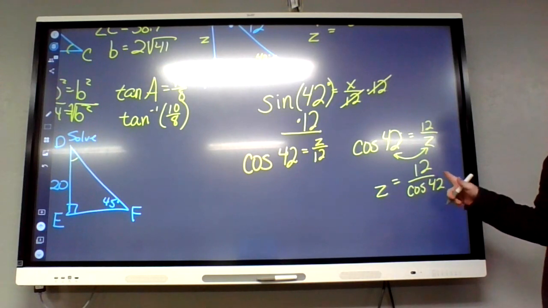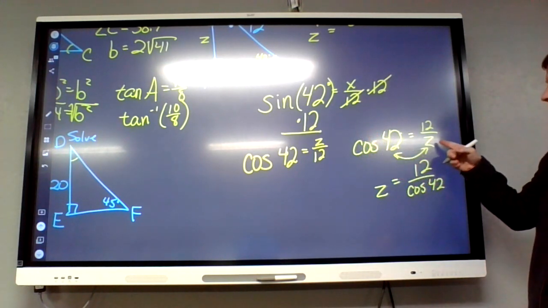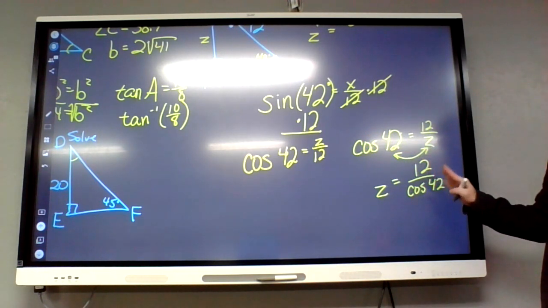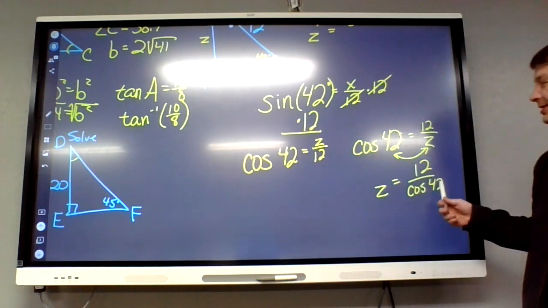So it'd be different. Because you multiply by z, it goes up. You divide by cosine of 42, it goes down. They kind of switch places. Anyway, that will likely show up on the test. I don't know if it'll be more like this one or more like that one.